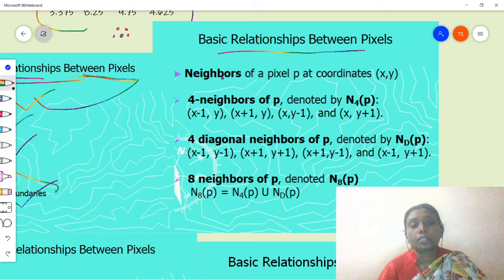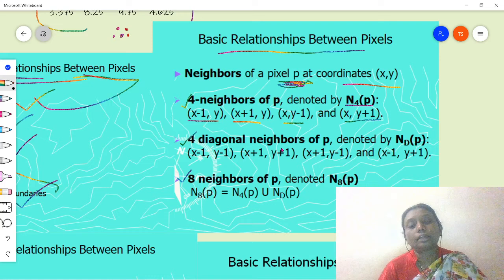Okay, so for this, we have neighbors of a pixel P. We are representing the pixel with P. Then for the neighbors of pixel P at coordinates x, y, we have four neighbors of P, four diagonal neighbors of P, and eight neighbors of P. For the four neighbors of P, we denote this with N4 of P. The pixel values are (x minus 1, y), (x plus 1, y), (x, y minus 1) and (x, y plus 1).